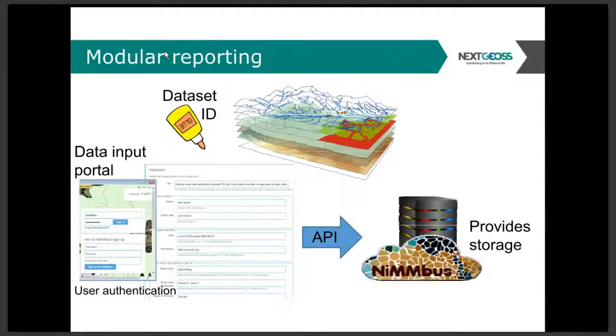And then we need a data input portal that will authenticate the user, and once the user is authenticated, a form will emerge, and she will type the necessary information that will travel to the server thanks to an API, and will be stored in this case in the Nimbus system. That is one possible implementation of the server side of this thing.